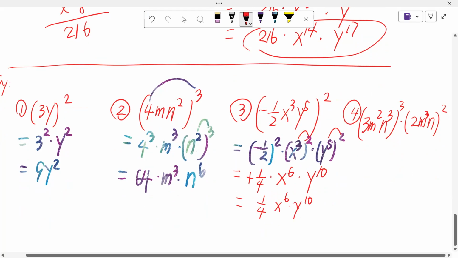And then the question, right? What question? Distribute the first one: 3 cubed, m squared cubed, n cubed to the third. And the second one, 2 squared, m cubed squared, n squared.